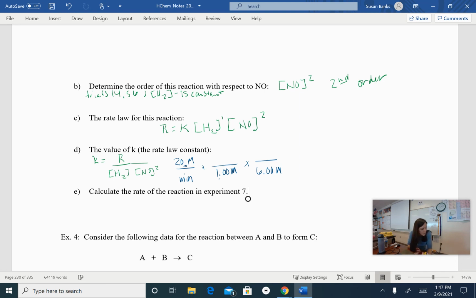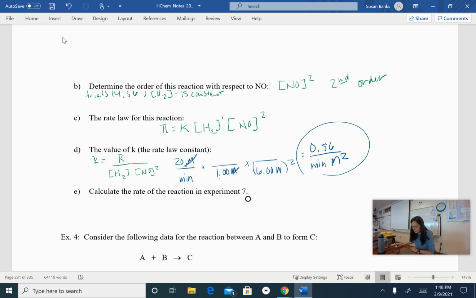So I'm going to take 20 divided by 1 divided by 6 squared, because we've got to square this one. And I will get 0.5 repeating. So with 2 sig figs, I'm going to get 0.56. And let's look at our units. That molar cancels out, so this will be per minute molar squared for our unit.